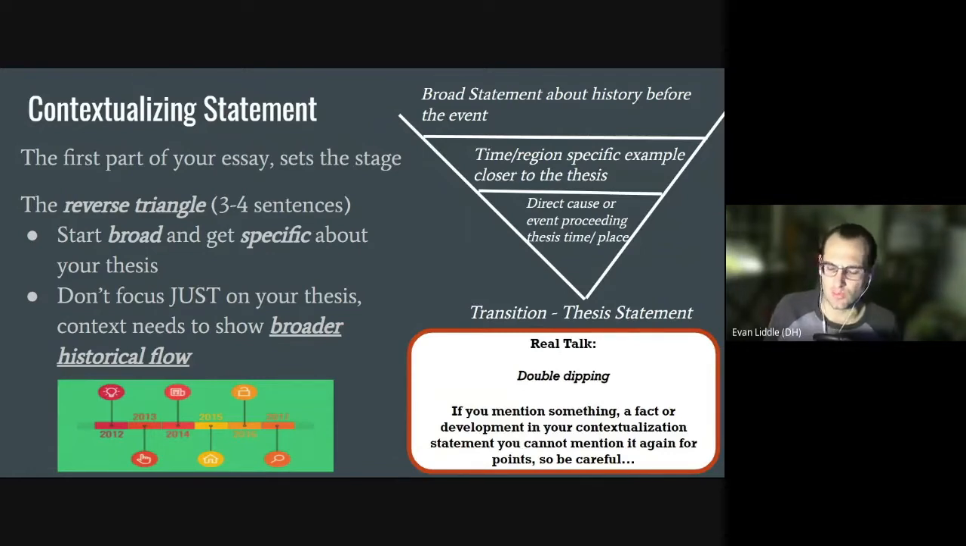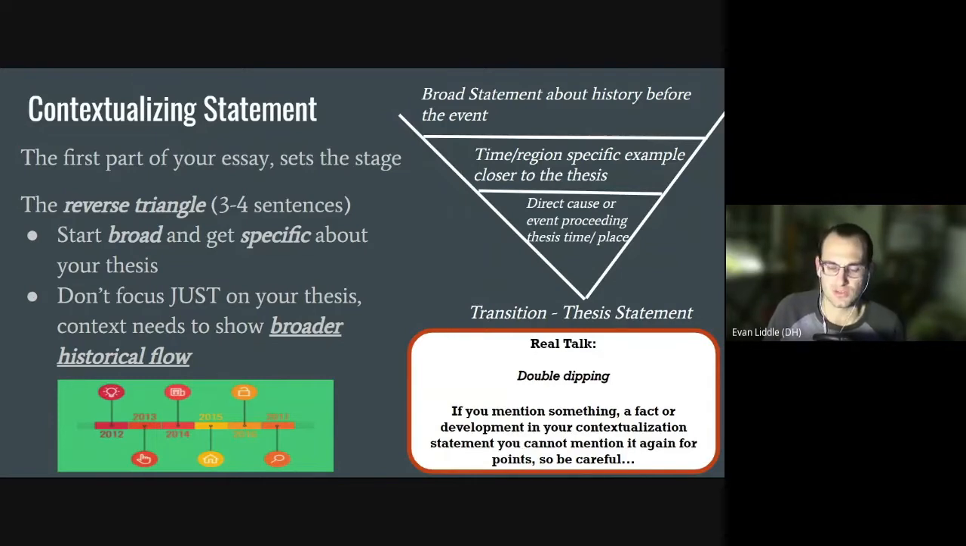The idea is you start with a broad statement about history before your event, something general, perhaps one of the course learning objectives or a course theme, or a genuine truth that everybody understands, but you don't have anything super specific about it. Then you get a little closer and you maybe include a proper example, a proper noun. Maybe you move into the time period or the region specific to your thesis or your prompt. And then you have a third sentence in which there's a direct cause or event that precedes your thesis, time, and place. And then you might have a transition sentence, or you might just go right to your thesis.